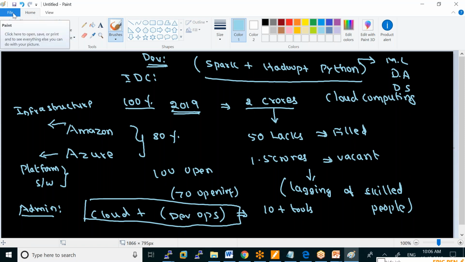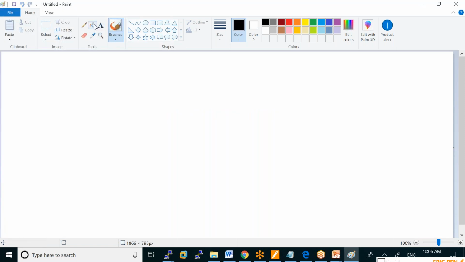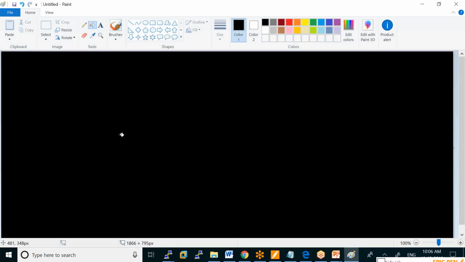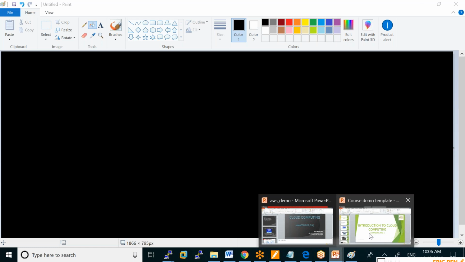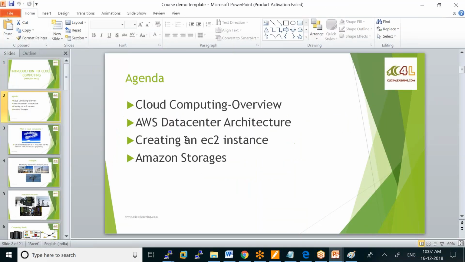Let me start with today's curriculum. What is cloud computing, and what are the various types of cloud computing? For our discussion, let me make use of a small presentation. This is the agenda we have planned: cloud computing overview, and then AWS and the data center. These are the two things associated with today. Creating an EC2 instance and Amazon storage will be covered in subsequent sessions.